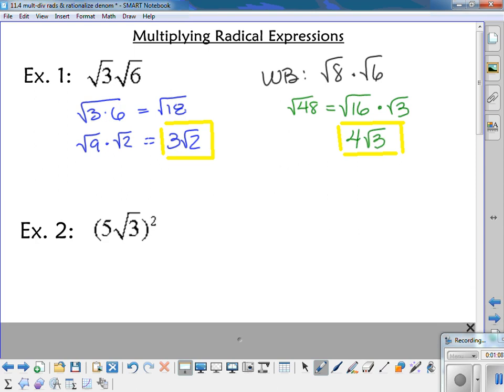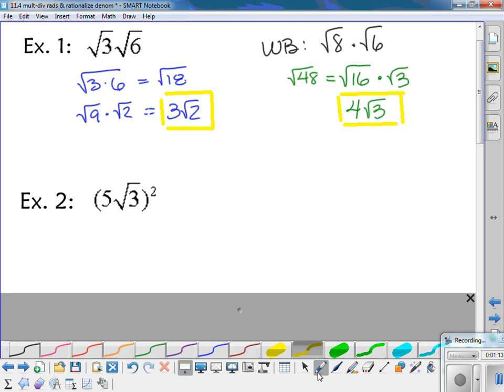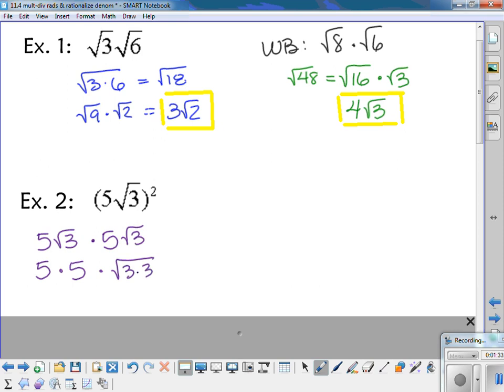All right. You also might have a situation where you've got a radical that's being squared. So if it helps you to rewrite it as times itself, you can do that. You can write that as 5 root 3 times 5 root 3. And so I can take the numbers that are outside the radical and multiply those together, and take the ones that are under the radical and multiply them together. And so I have 25. And what's the square root of 3 times the square root of 3? It's just 3, right? Because it comes out to 9, and that's square root of 3. All right, and so then that would equal 75.